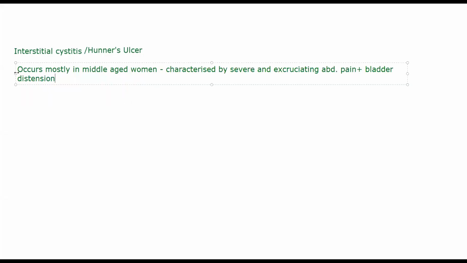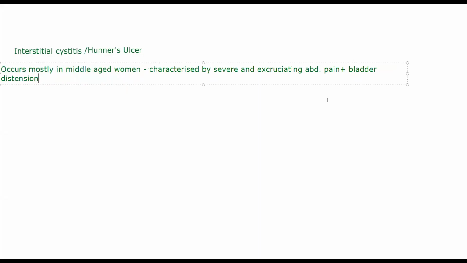So it occurs mostly in middle-aged women, characterized by severe and excruciating abdominal pain. The patient will also have bladder distension, and will present with increased frequency of micturition.